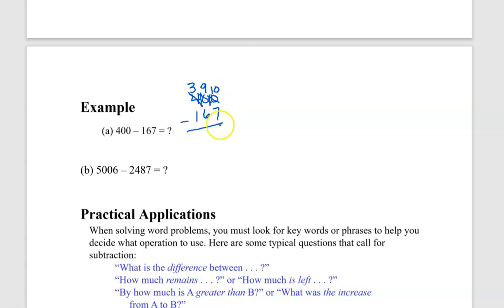Now we can go 10 minus 7, 3, 9 minus 6, 3, 3 minus 1 is 2. So our answer is going to be 233.